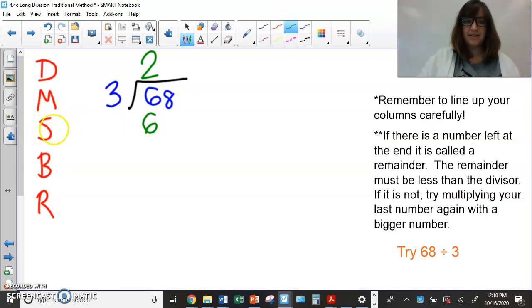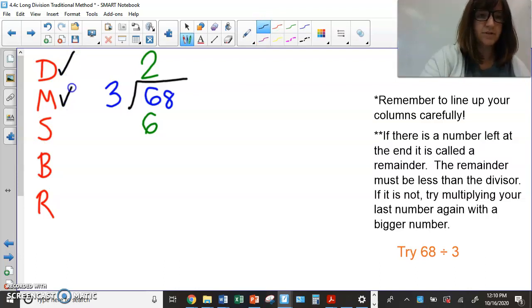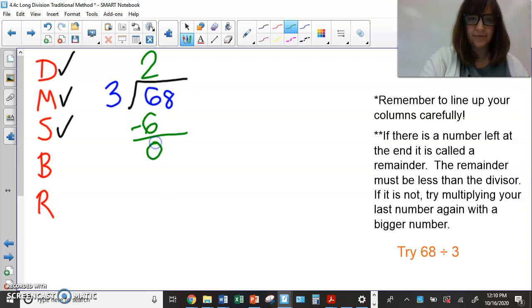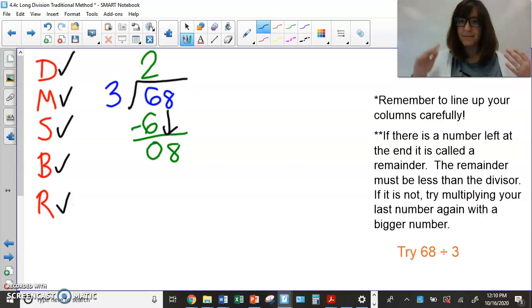My next step is subtract. And let me go ahead and check these off as I go. I've divided, I've multiplied, now I'm subtracting, okay? So I'm going to subtract 6 minus 6. Well, 6 minus 6 is 0. My next step is B for bring down. I'm going to bring down my next digit, which is an 8. I'm going to bring it down right here. Then this is reminding me to repeat. I'm going to repeat this all over again.